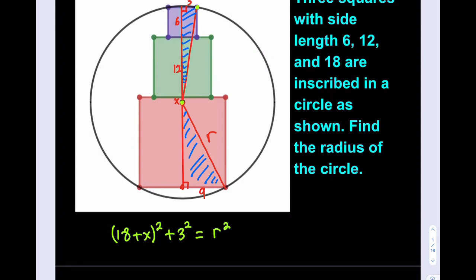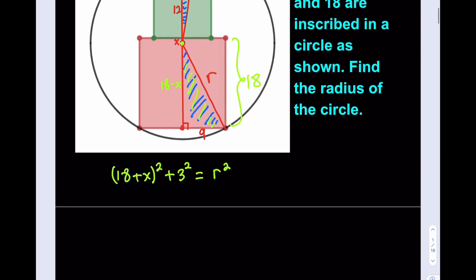What is the other equation? It comes from this triangle. Okay, let's write that down. What is the height for this triangle? Well, as you know, this is 18, right? But we have to take out that little tiny piece X. So this is going to be 18 minus X. Okay, the height of the bottom triangle is going to be 18 minus X. The base is going to be 9. Okay, so what do we write? We write 18 minus X quantity squared, right?